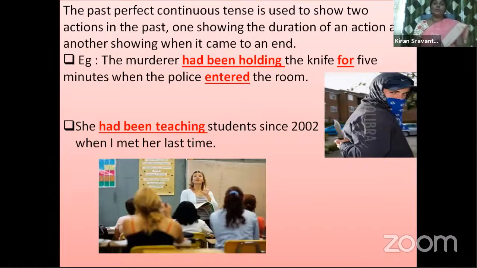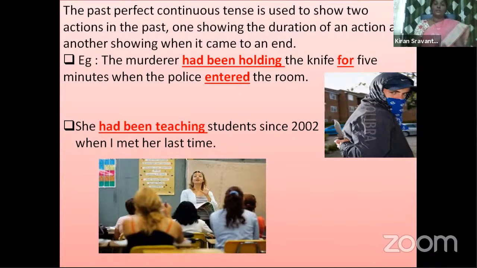And when do we use past perfect continuous tense? It is used to show two actions in the past, one showing the duration of an action and another showing when it came to an end. That means we find past simple and past perfect continuous tense together. When we are given a hint relevant to the past tense, that means the completed action, along with since or for, we can easily recognize that it is in past perfect continuous tense.